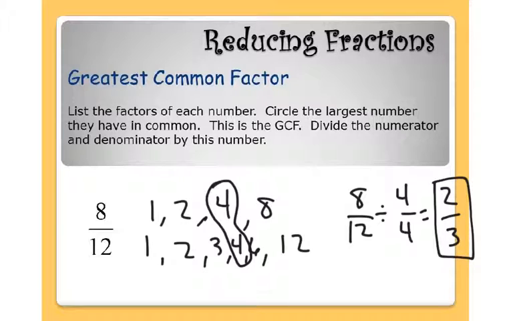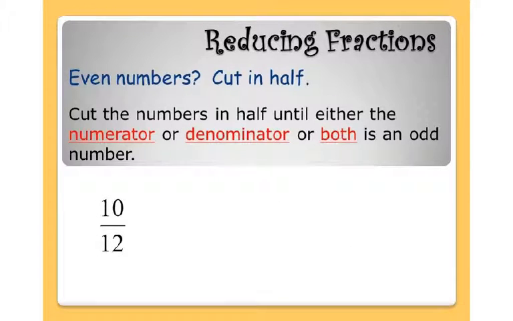The other strategies I'm going to show you deal with easier shortcuts that you can use to determine your reduced fractions. Even numbers, cut them in half. If both your numerator and denominator are even, you can simply cut them in half until either the numerator or the denominator or both is an odd number.